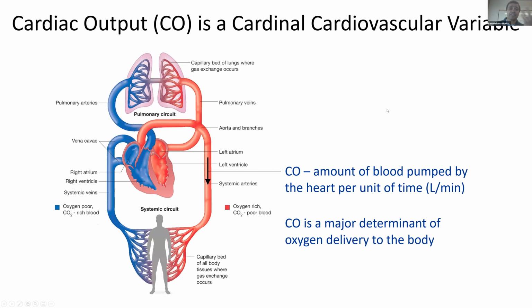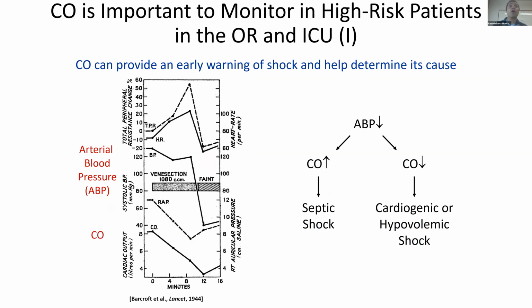Cardiac output is typically about 5 liters per minute, but it can change dramatically, for example, during exercise, which is normal, or in circulatory shock, which is not. So cardiac output monitoring is very important for managing high-risk patients in the OR and ICU because they frequently develop hypotension leading to circulatory shock.